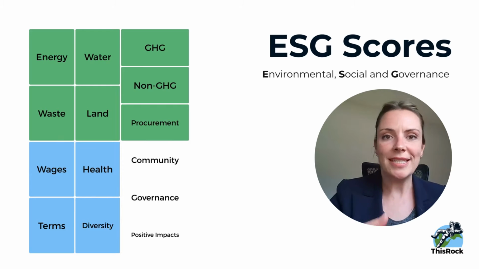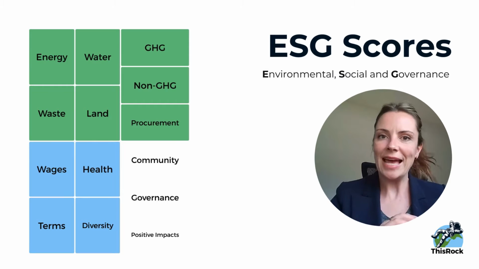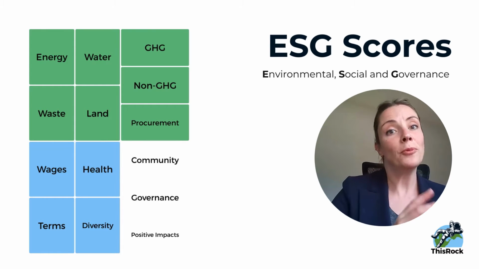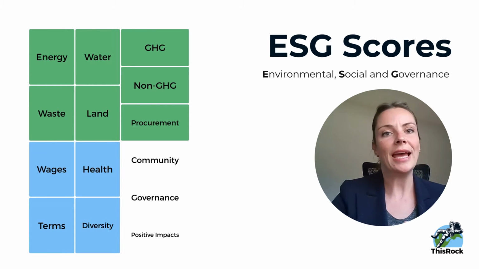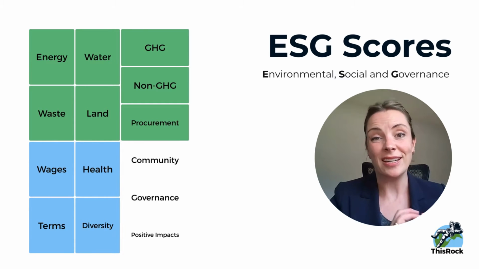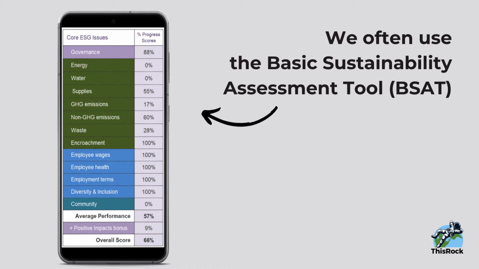Typically, there are 14. So it could be energy, water, waste, greenhouse gas emissions, non-greenhouse gas emissions, encroachment. It could be sustainable procurement. It could be labor wages, contracts, diversity, equity, and inclusion, or health and safety. It could be community involvement, positive impacts, and just governance of your business. So what typically happens is your business gets a baseline across these main areas with your ESG score.